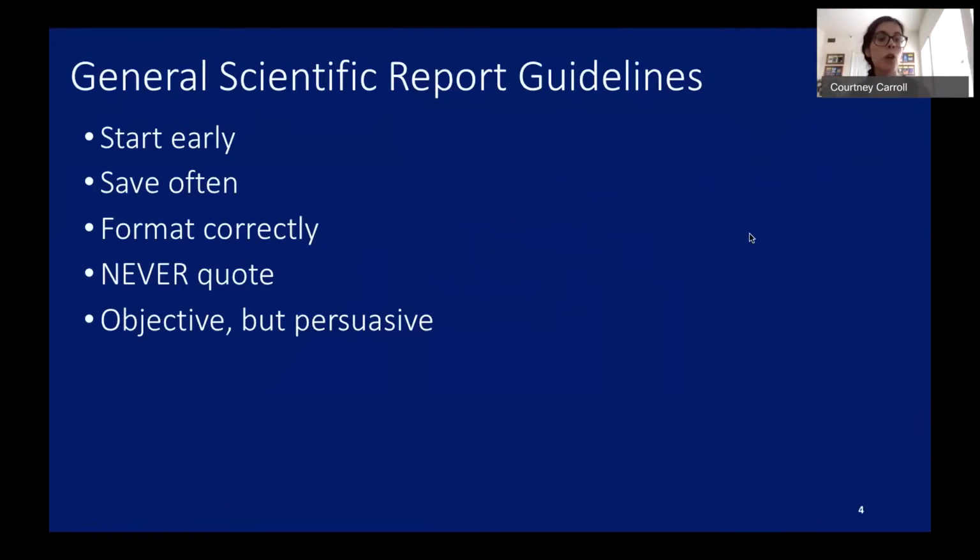You want to make sure it's formatted correctly. In a lab report, we never use quotations. We just don't do it. And you want to be objective, but persuasive. There's a goal here. You're trying to convince someone of something.